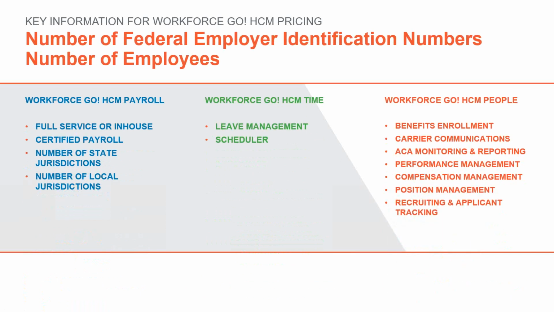And also building upon that, when we look at Workforce Go HCM people, more the human resources side of the actual suite, again, not going deep into the requirements, but just letting you know that in order to have these additional components of benefits enrollment, carrier communication, Affordable Care Act monitoring and reporting, performance management, compensation management, position management, and recruiting and applicant tracking, you do have to have the core Workforce Go HCM people. So there is some dependency regarding those modules. These are key information for us to understand when we're positioning the pricing around Workforce Go HCM.